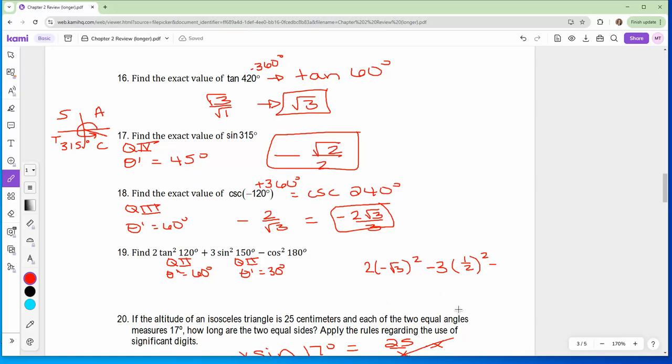Cosine of 180. So that's kind of like a reference angle of 0. We know over here cosine is a negative. Cosine of 0 is radical 4 over 2 or 1. So this is negative 1. So negative radical 3 squared is 3. 1/2 squared is 1/4. So we get 6 minus 3/4 minus 1. So 23.